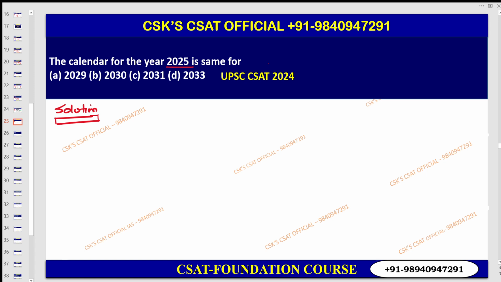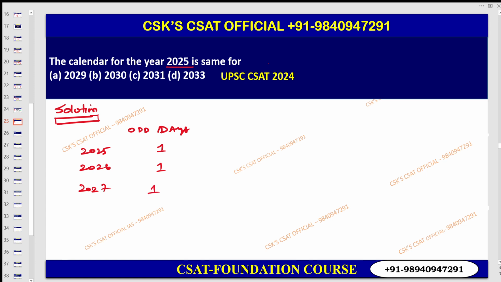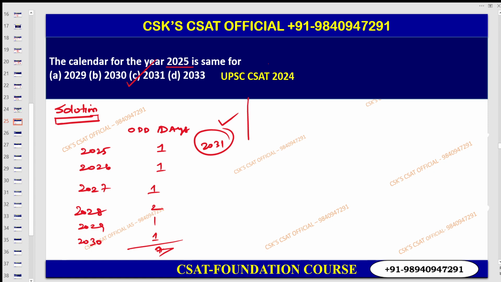The procedural method, if you want, means you need to count the odd days. So 2025 to 2076: 1 odd day, because it's a non-leap year, non-leap year, non-leap year. Leap year 2 odd days, 1 odd day. Add up whether you are getting a 7 or not. That you have to check. Your 7 is completed, so the next year is going to be the repetition. Therefore 2031 is the repetition.